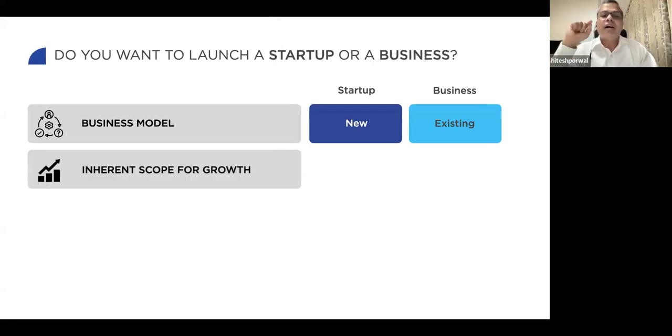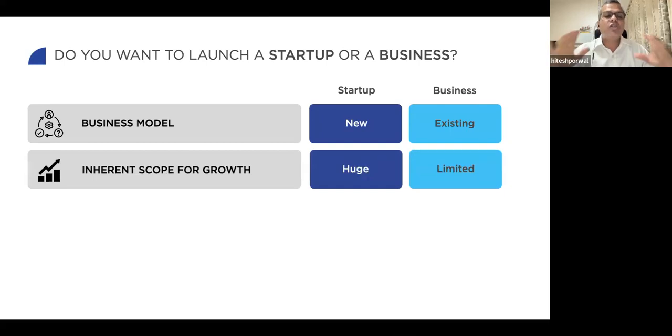Second, a startup almost always has a huge scope to grow. Just think about Paytm. Paytm got launched in Dubai a few weeks back. Zomato, Ola, Uber are there internationally. Since startups generally involve technology, in almost all cases they have an inherent scope for infinite growth. But if you open, say, a restaurant or a grocery store, you won't be able to attract more people beyond a limit.